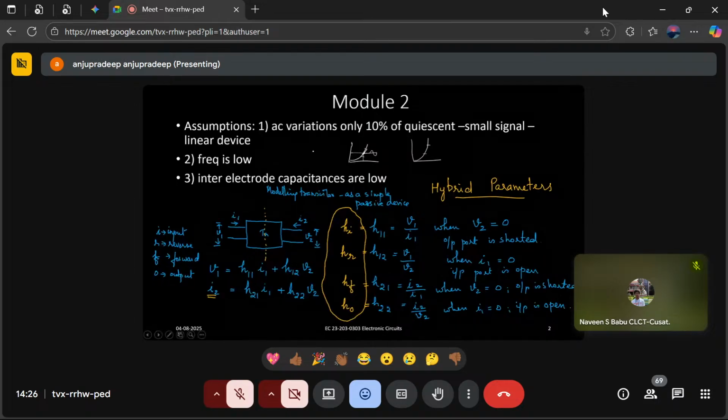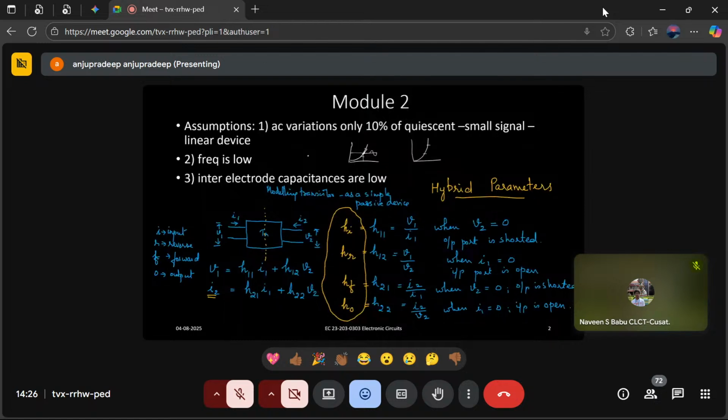And the frequency of operation is low. Right now, I am considering only the low frequency condition, and inter-electrode capacitances are low, in the picofarad region. Well, what is the significance of all these assumptions? The first one we have seen. Regarding the frequency, low frequency and low inter-electrode capacitance are interconnected. At higher frequencies, you know that the capacitive reactance XC is equal to 1 by 2 pi FC, and that XC will become less, so you cannot neglect the inter-electrode capacitances.